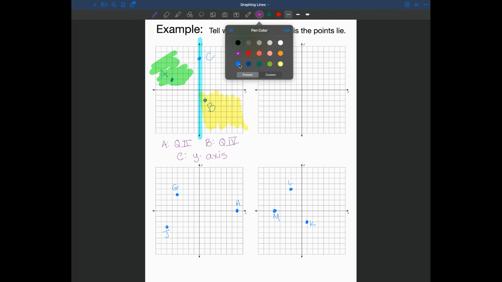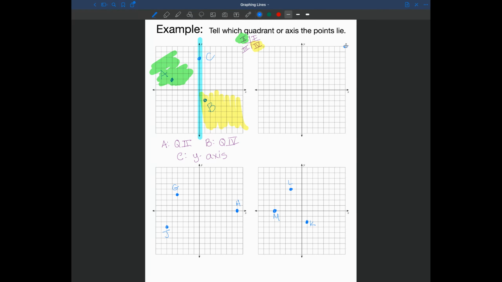All right, in our second example, we're going to go ahead. We have a few more points. E, point D, and point F. All right, so we're going to do the same thing. We want to determine where is point D, where is point E, and where is point F located.